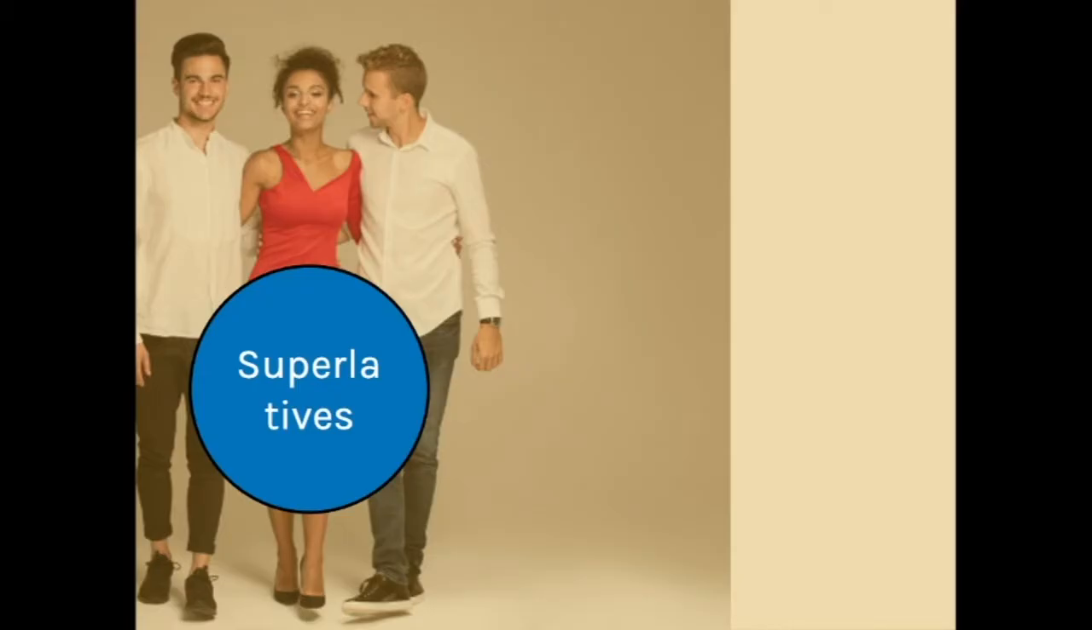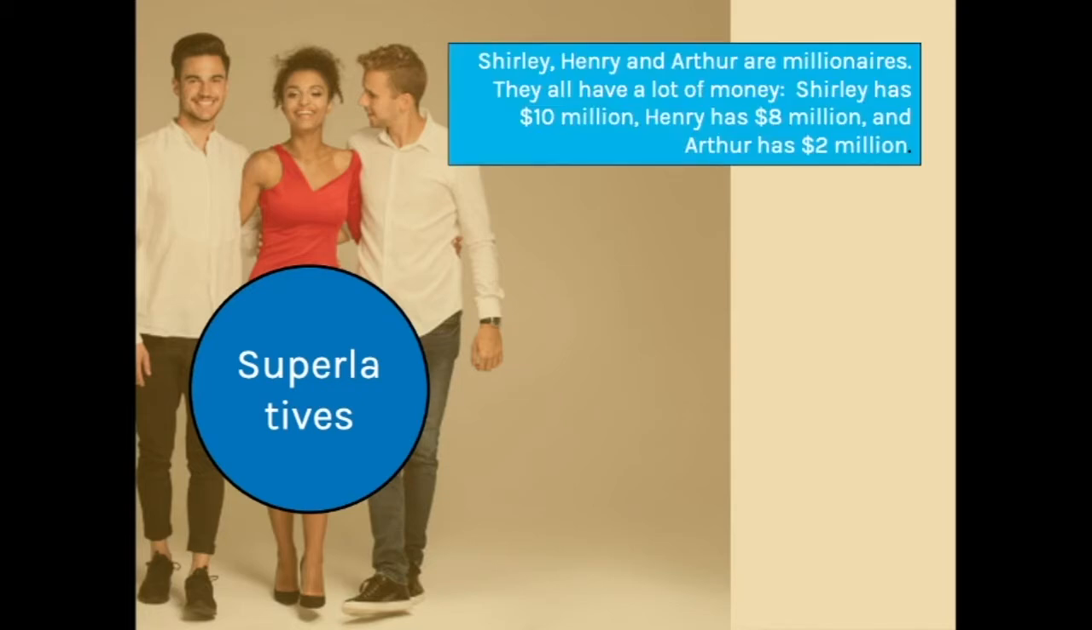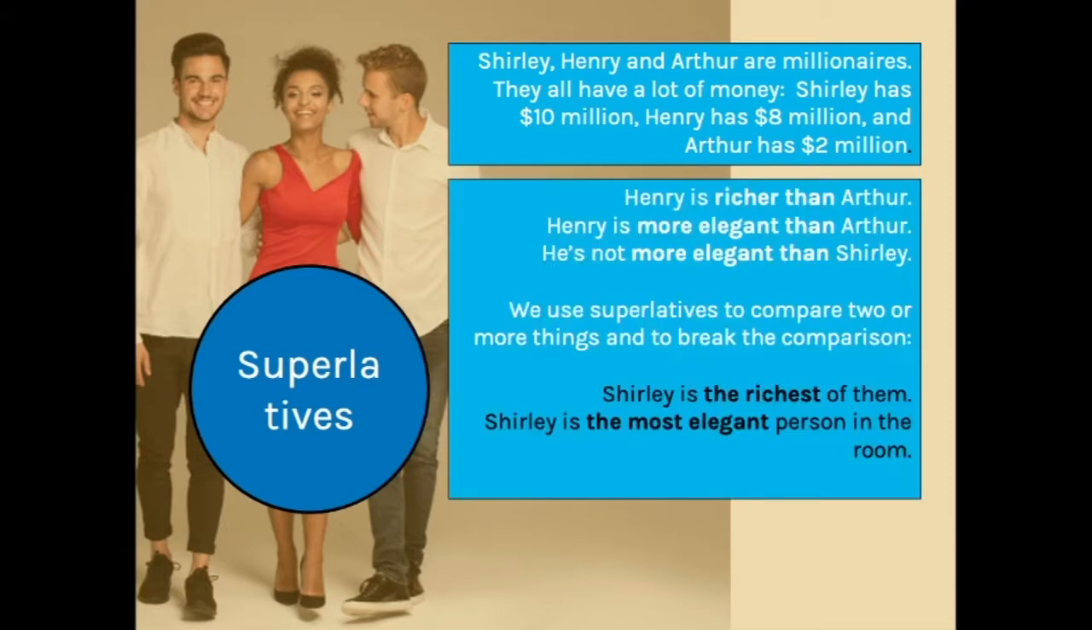What is a superlative? Well, a superlative is also an adjective. Remember that we learned some adjectives in the last video? And now we're going to use superlative adjectives. Do you remember these three guys in the picture that we talked about in our last session? These are Shirley, Henry, and Arthur. And as you already know, they are millionaires. They have a lot of money. Shirley has $10 million, Henry has $8 million, and Arthur has $2 million.